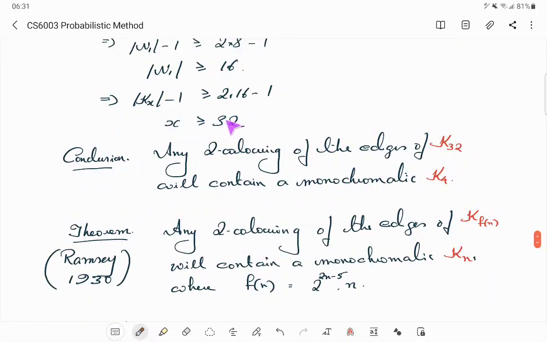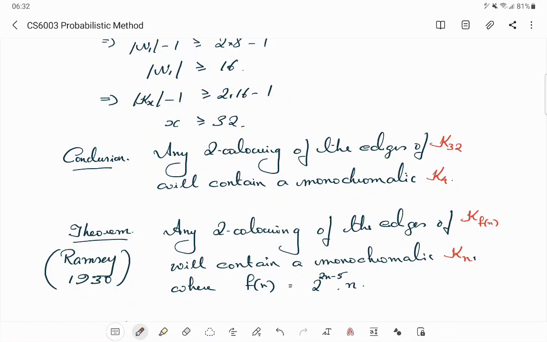But now once you have shown that 32 is enough, you can put your conclusion as: any 2 coloring of the edges of K32 will contain a monochromatic K4. Remember that there is a hierarchy or a monotonicity to this number, right? If I can make this conclusion for K32, then it remains true for any number larger than 32.